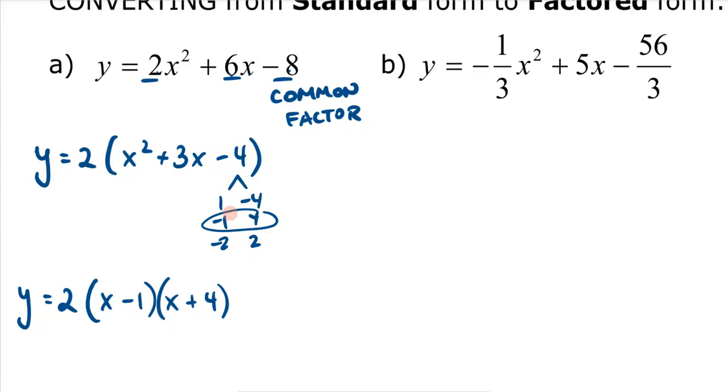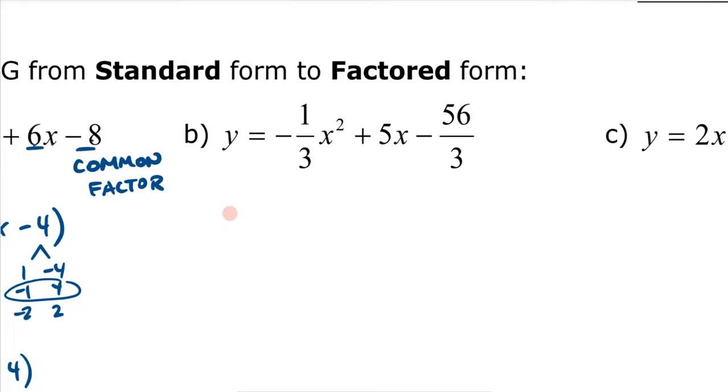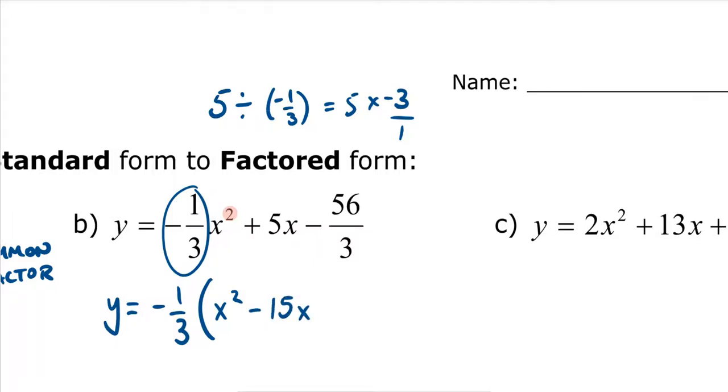Okay, I'm going to look at the next one. Fractions. So ask yourself, can I factor out this negative 1 over 3? And it turns out you can. So y equals negative 1 over 3. Create your brackets, x squared. Okay, what's 5 divided by negative 1 over 3? Well, you might want to use a piece of scratch paper. So 5 divided by negative 1 over 3 is the same thing as saying 5 times the reciprocal, negative 3 over 1, and that's going to be negative 15. So minus 15. And don't forget your x.